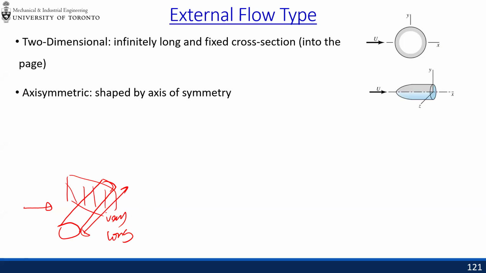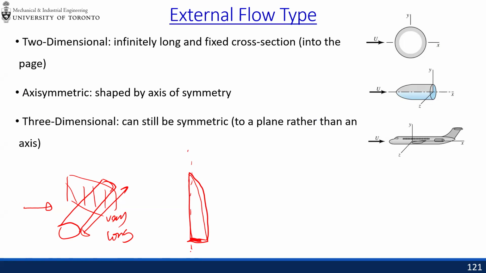Axisymmetric, another great one. In that case, it's like a bullet-shaped object. That would be your domain. So you have the axis of symmetry. The idea is that when you run simulations, 3D objects are very expensive. And if you can break it down to a simpler, more economical two-dimensional domain, this reduces the cost quite significantly.